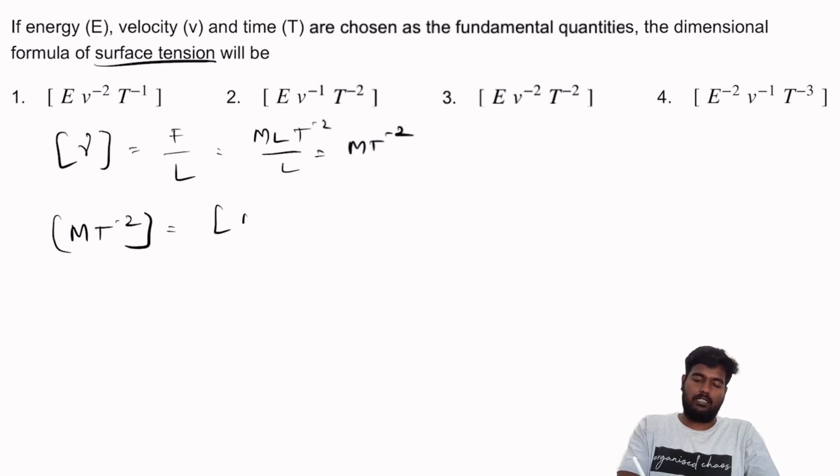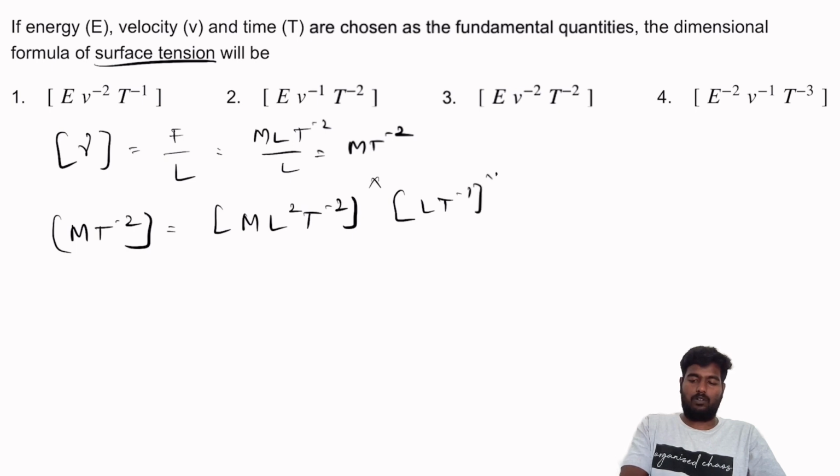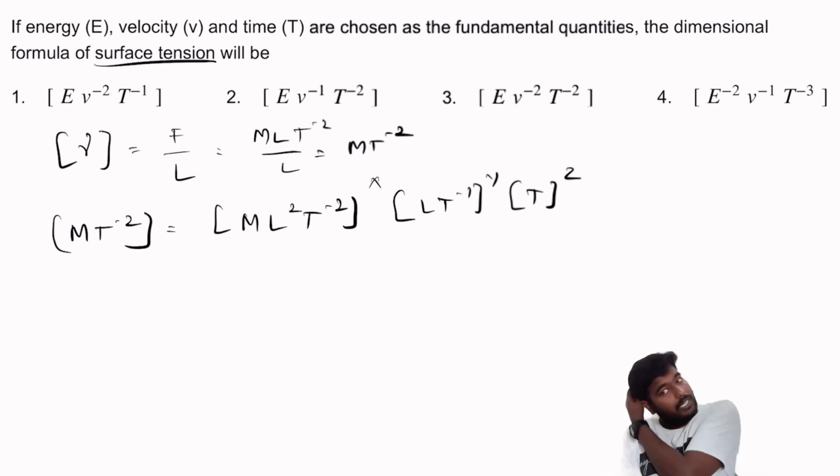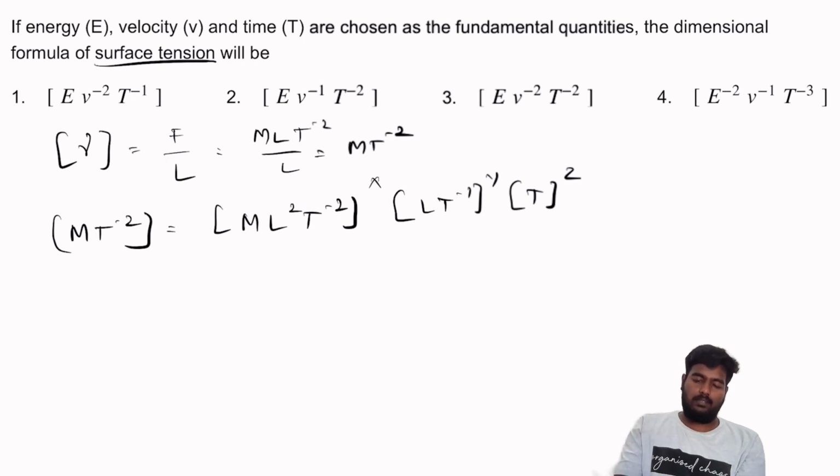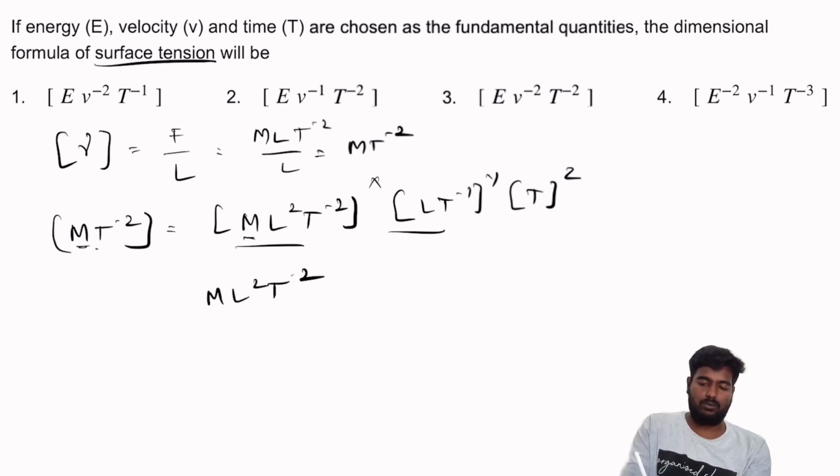We know that energy is M L power 2 T power minus 2, to some power of this. Velocity is L T power minus 1, to some power, and time T to some power. Let's try the qualitative method. I want to have mass, but I don't want to have length. Only these two quantities have length, so I have to put one in the numerator and one in the denominator. So M L square T power minus 2 divided by L T power minus 1.